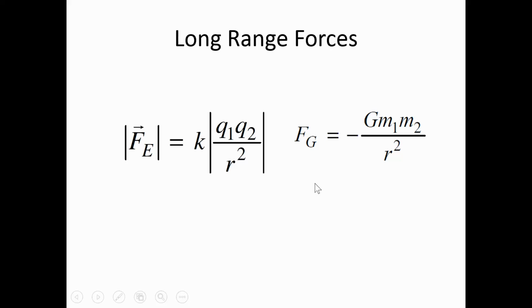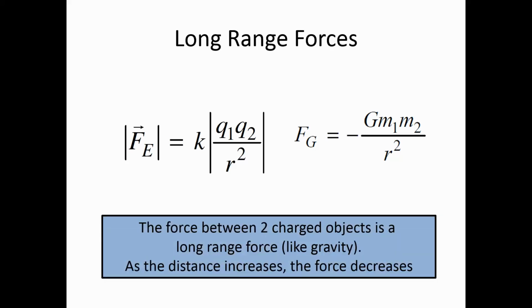Electrostatic or electric force and gravitational force are in the same category of forces. They are called long-range forces. So the force between two charged objects is a long-range force like gravity. Long-range means that it acts over a longer distance, and as the distance increases, the force decreases by a factor of r squared. So very quickly that force will get less and less.